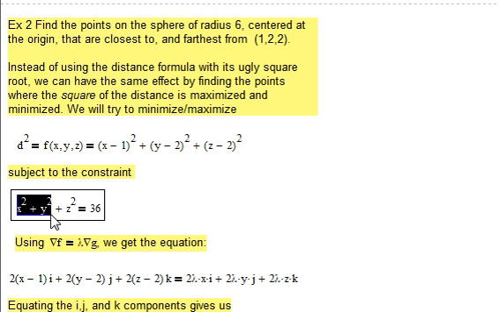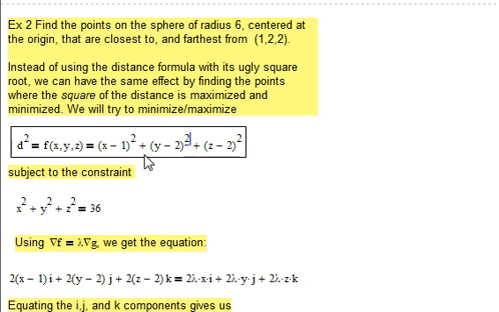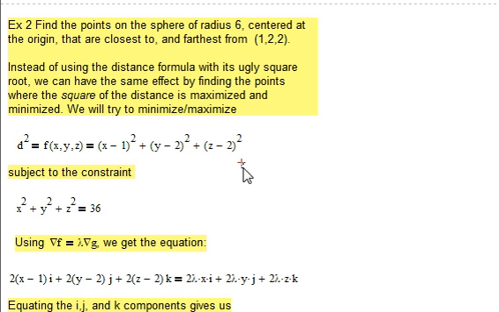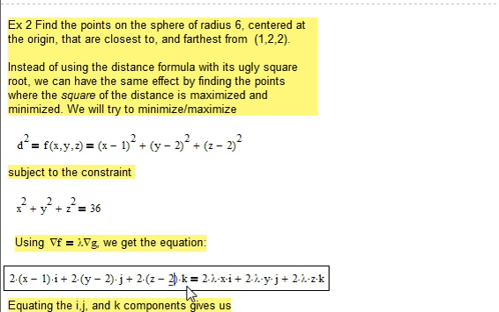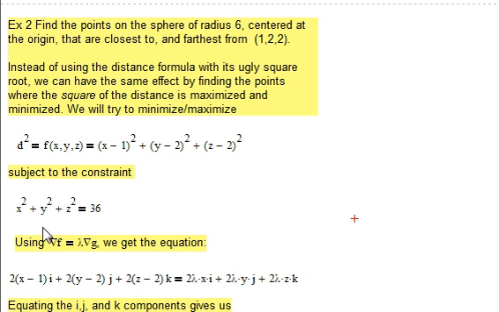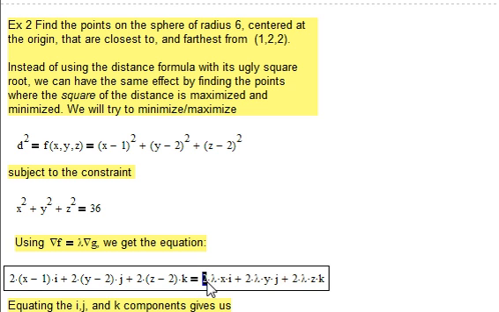And we're subjected to the constraint that it's got to be on the sphere, so x squared plus y squared plus z squared equals 36. Using del f equals lambda del g, we get this equation. By the way, del f is 2 times (x minus 1) i plus 2 times (y minus 2) j plus 2 times (z minus 2) k. I hope that's obvious. Our 2 lambda del g, well, del g is 2x i plus 2y j plus 2z k. So that would make that 2 lambda x for i, 2 lambda y times j, and 2 lambda z times k.